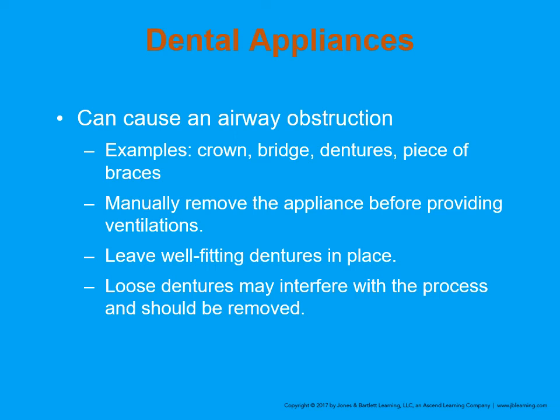Dental appliances. Many dental appliances can cause an airway obstruction. Examples: a crown, a bridge, dentures, or a piece of braces. You're going to manually remove the dental appliance before providing ventilations. Leaving well-fitted dentures in place usually makes BVM or mouth-to-mouth ventilation much easier. It provides more structure to the face and helps you provide a good face-to-mask seal. Loose dentures may interfere with the process and should be removed. If possible, place dislodged dentures in a container and transport them with the patient.